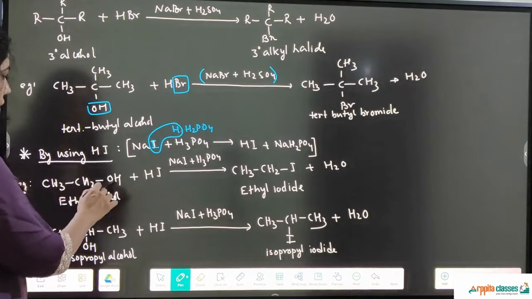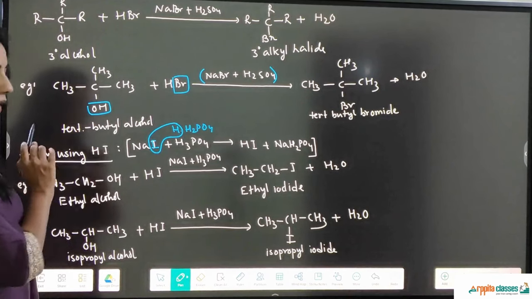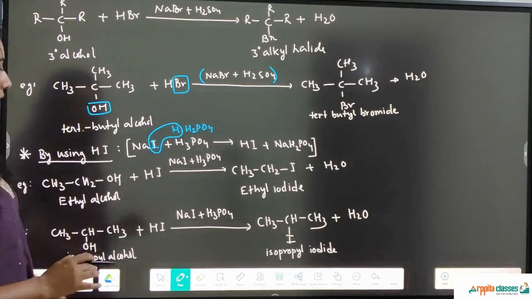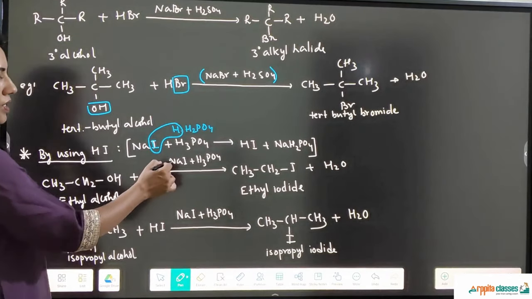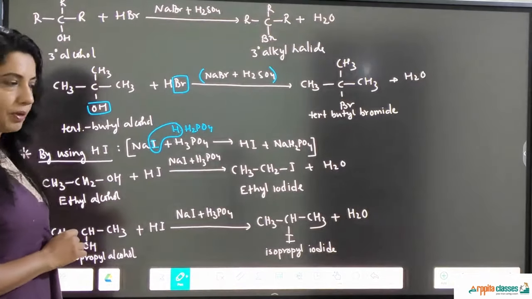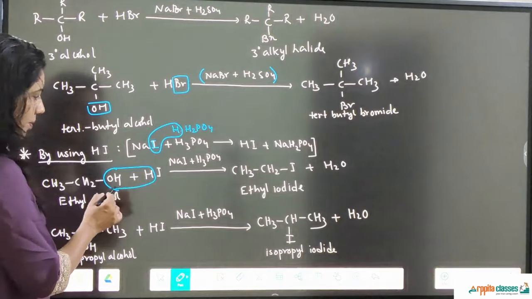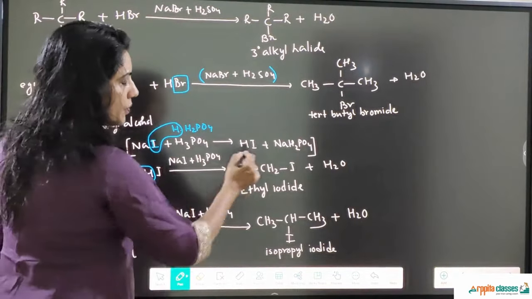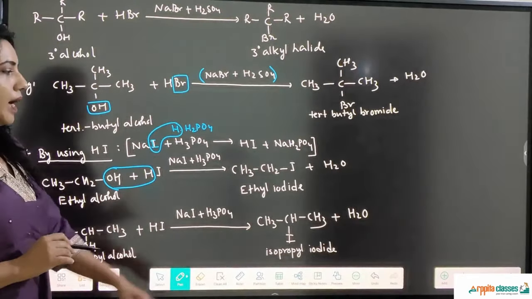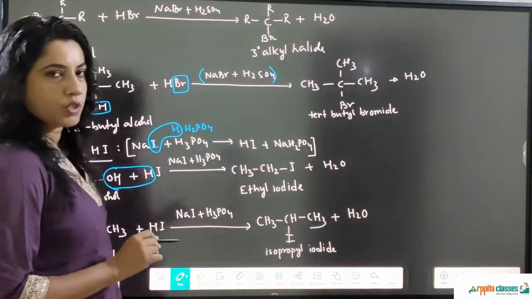Now this is your primary alcohol, CH3CH2OH. We have directly taken ethyl alcohol. HI is the reagent which is coming from NaI plus H3PO4. This OH and H will come out as water, and I will get added. So we get ethyl iodide, CH3CH2I plus H2O.